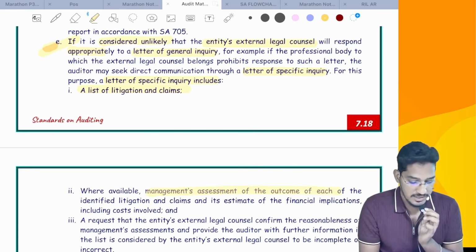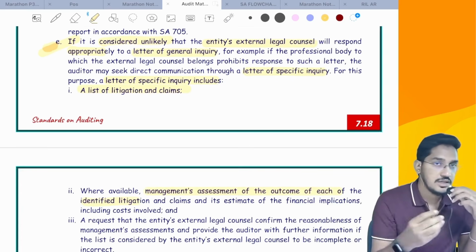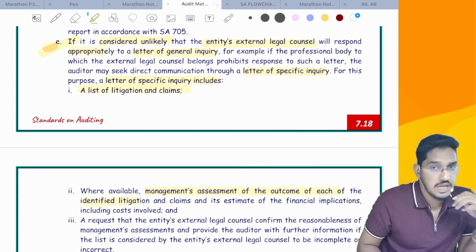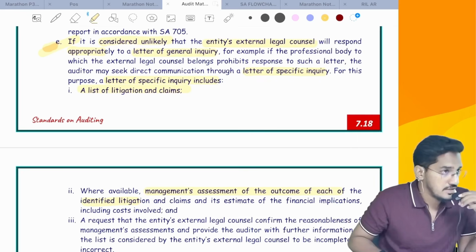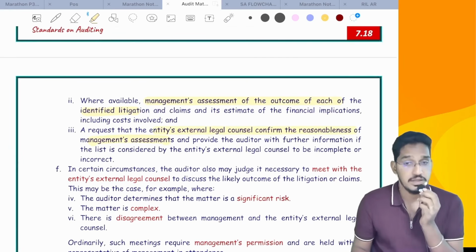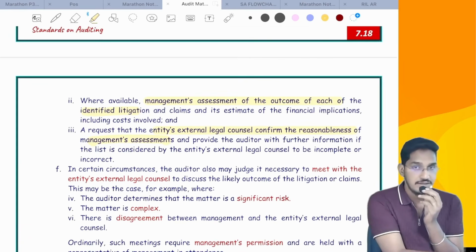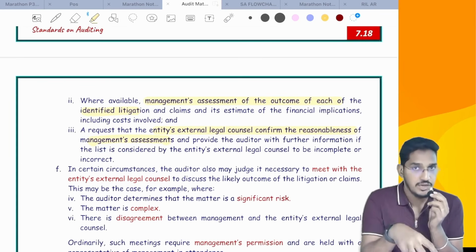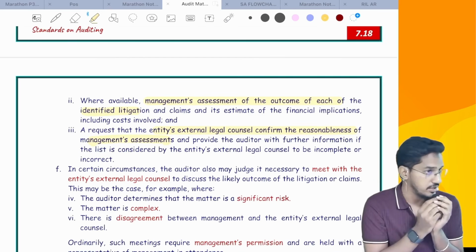Where available, it includes management's assessment of the outcome of each of the identified litigations. You will also mention in that letter, sir, the company is going through these litigations, and when I ask, management is saying there are more chances of winning, that's why they did not show it as a provision but as a contingent liability. Then you include a request that the entity's external legal counsel confirm the reasonableness of the management's assessment. You request the counsel, sir, management is saying this, is it acceptable or do you have any contrary view. If you draft the inquiry letter specifically like this, the chances of getting a reply are much higher than with the general inquiry.